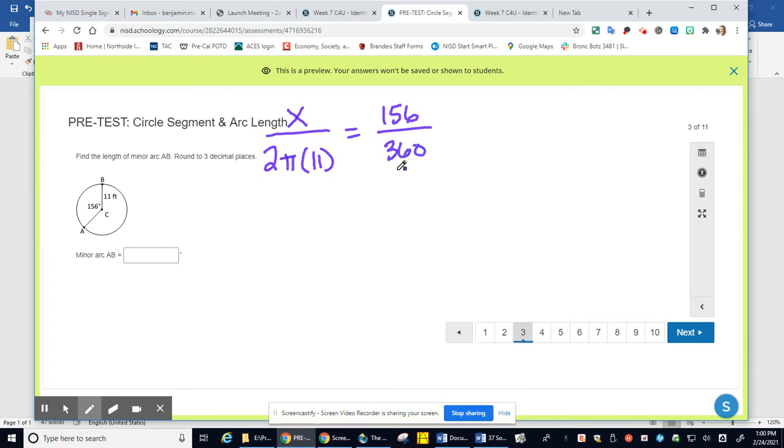360. This is our proportion that we use anytime we're trying to figure out what the arc length is. So 156 times 22 times pi divided by 360 is an arc length of 29.950. It is the length of the arc from A around to B if we have a radius of 11. We're cross multiplying here, dividing it by 360, and that tells us what our arc length is going to be.